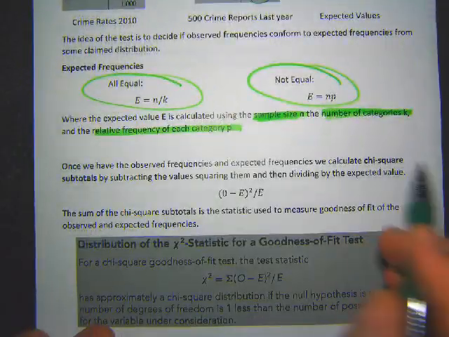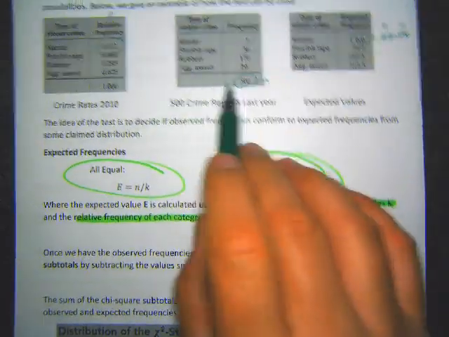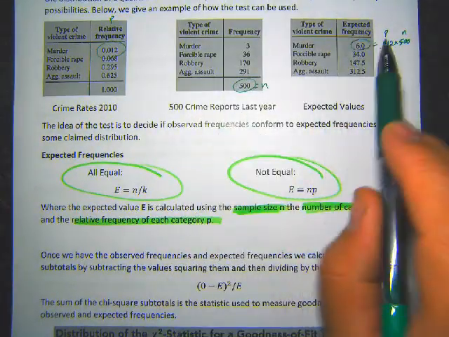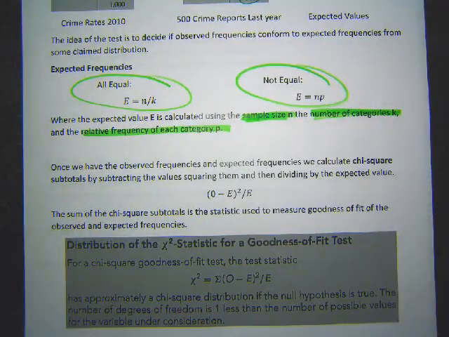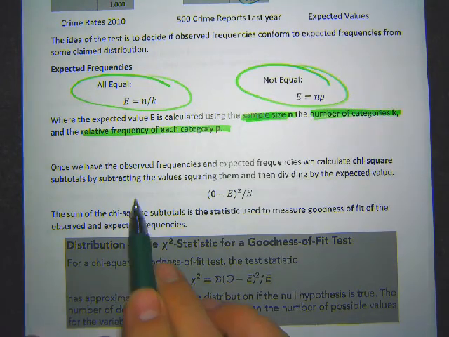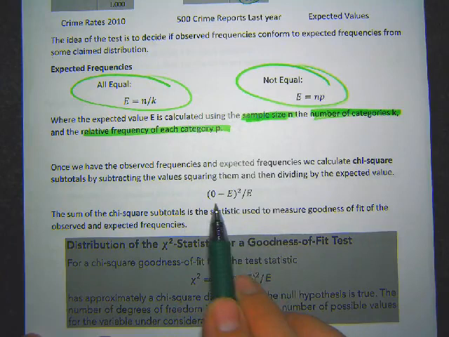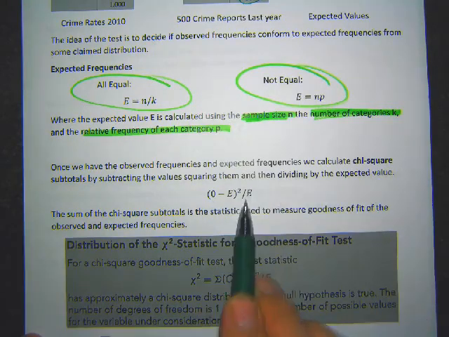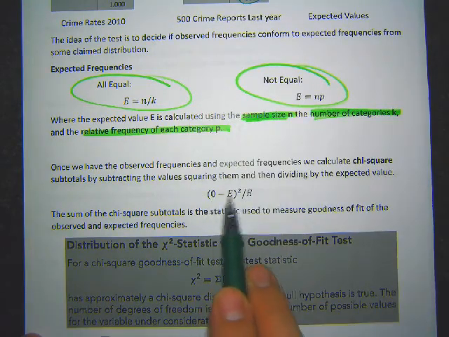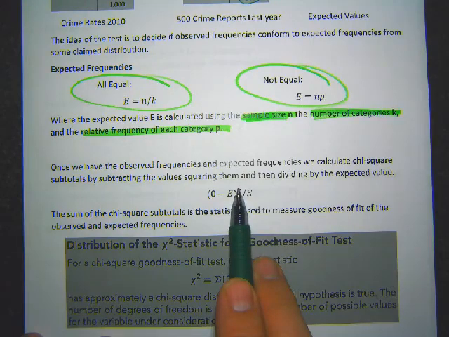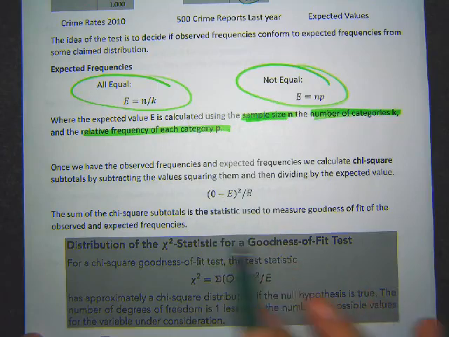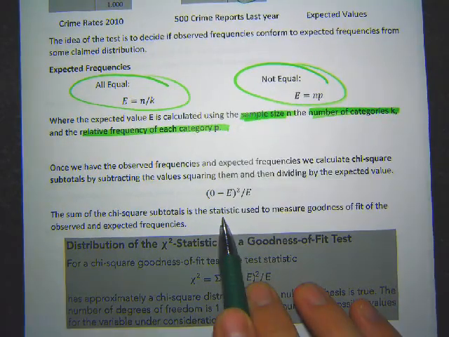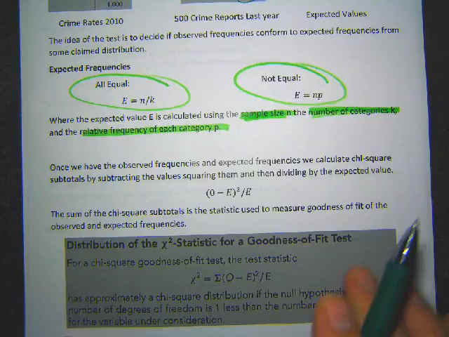Okay, once you have the observed frequencies from collecting data and the expected frequencies, what we expected to happen, then you can calculate the chi-square subtotals, which we'll use to get the chi-squared score and do our test. To do these, we subtract the values, square them, and then divide by the expected values. So we take the observed values minus the expected values, square those results, and then divide by the expected value. The sum of these chi-squared subtotals is the statistic used to do a goodness of fit test.